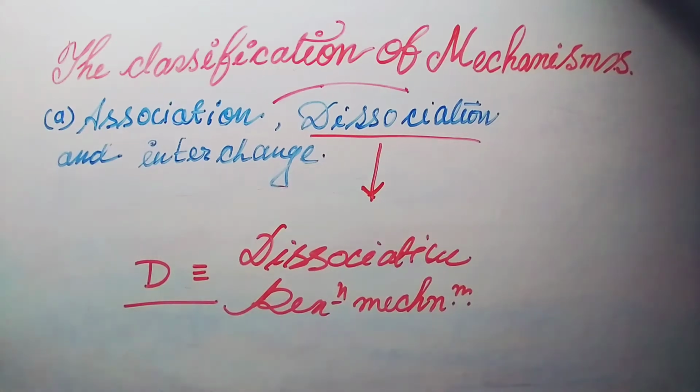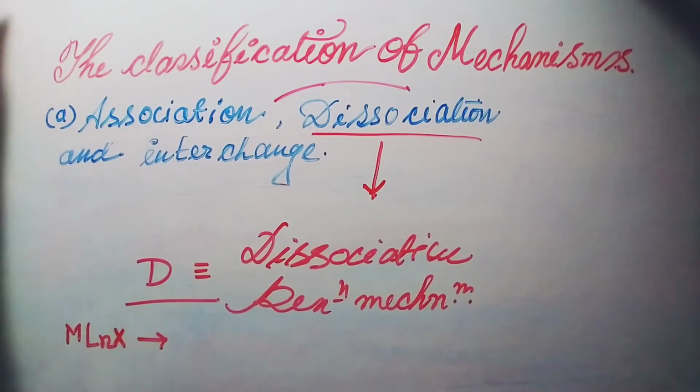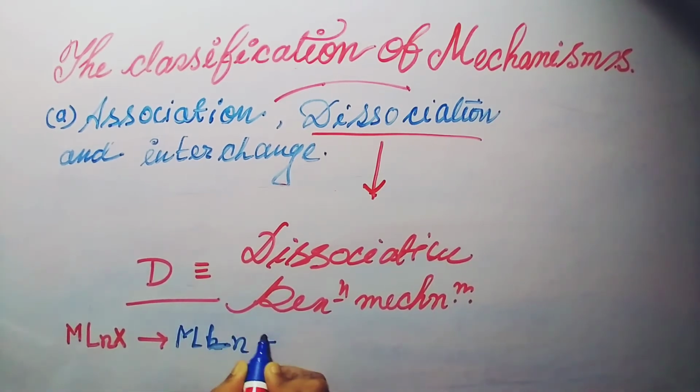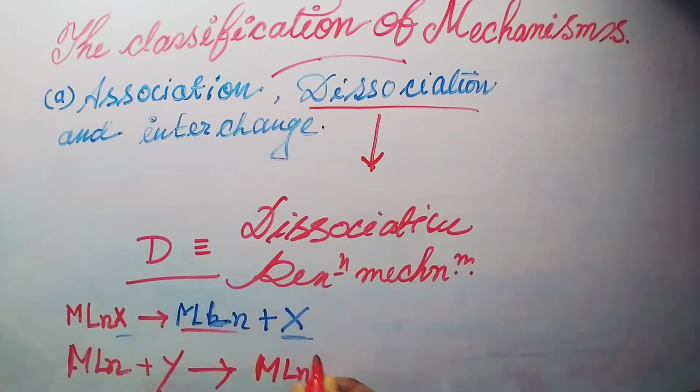It will be the fundamental reactions for the dissociative reaction mechanism. So here, if you consider MLnX, you get MLn plus X, okay? So from here, MLn plus Y, you get MLnY, okay?